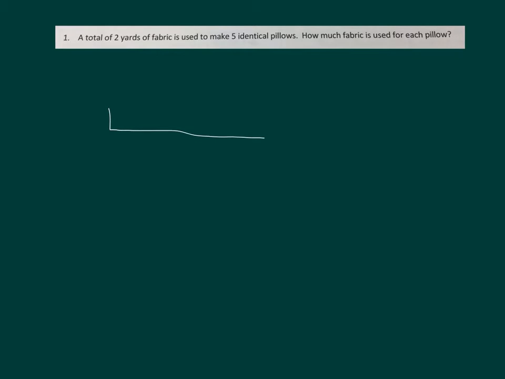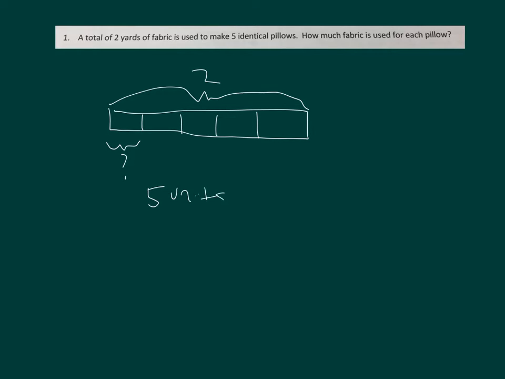Let's draw a bar model. And that bar model represents 2 yards of fabric. For how many pillows? Right, 5. So 5 identical pillows. So we're trying to figure out how much fabric for one pillow. 5 units is equal to 2 yards. 1 unit is equal to 2 divided by 5 then. Or our unknown is equal to 2/5. 2/5 yards.